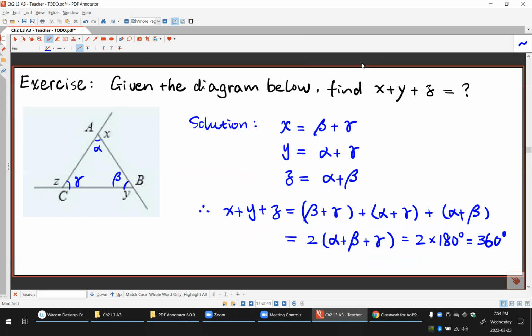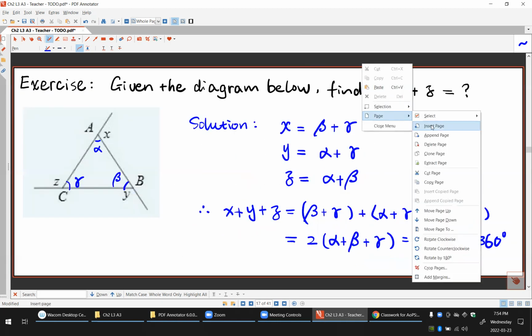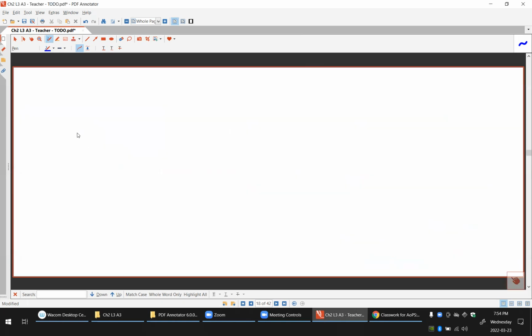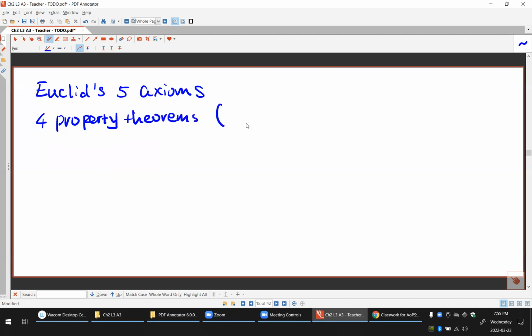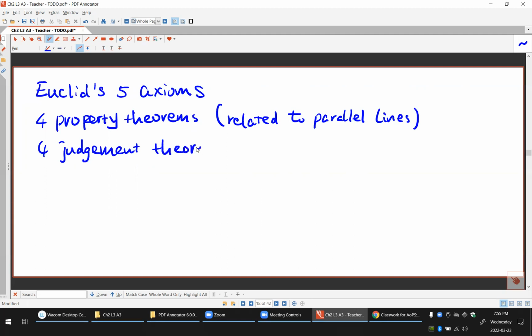before we leave, let's go over what we have learned so far. First of all, Euclid's 5 axioms, right? Then in the parallel section, we have learned 4 property theorems related to parallel lines, right? And then for the judgment property, 4 judgment theorems also related to parallel lines, right?